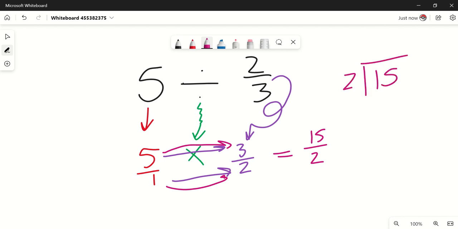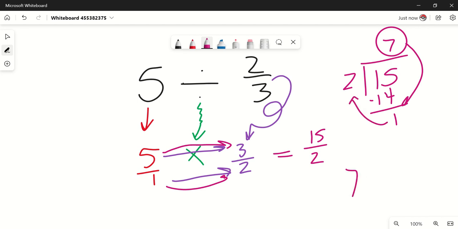I'm going to divide 15 by 2, which will equal 7. 2 times 7 is 14. When I subtract, I'll have 1 left over. My answer is 7 and 1/2. And I know that 1/2 is simplified because the numerator is a 1. And that's it. So 5 divided by 2/3 is equal to 7 and 1/2. That's where most of your work is going to come in, the simplification process.